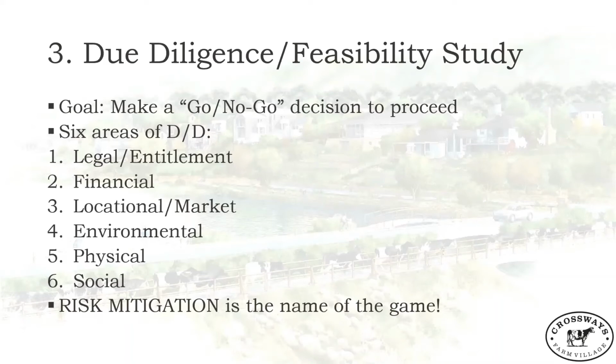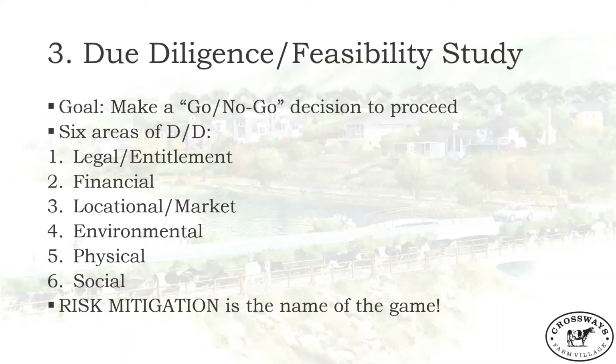Locational and market due diligence is all about studying macroeconomic and microeconomic trends, the national market, the local market, understanding where interest rates are and how that affects you. Where are we at in the market cycle? Things of that nature. It also includes a very critical goal, which is identifying who your target market segment is.